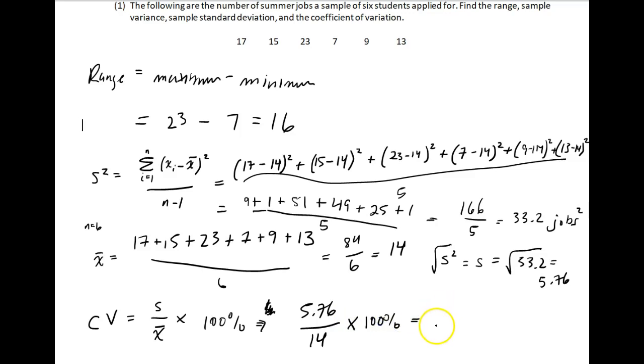And that's going to give us 41.14%. So the coefficient of variation just says, okay, our standard deviation is roughly 41% the size of the mean. Okay, so it just gives you the standard deviation relative to the size of the mean. And that's that, guys. Measures of dispersion.